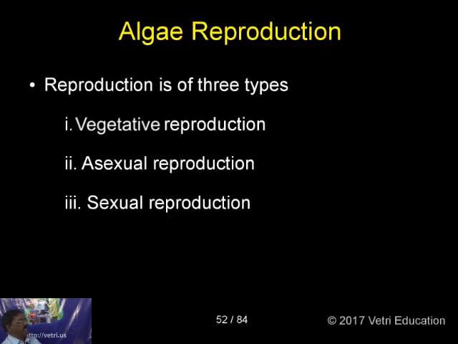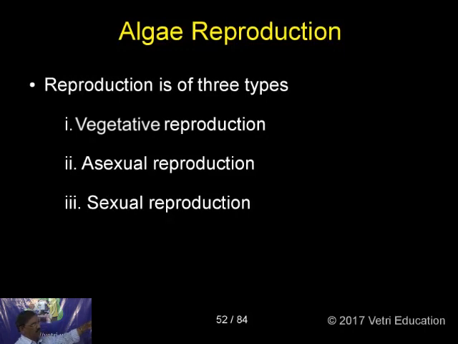And next we will go to reproduction in algae. Algal reproduction is also one of the important criteria in the classification of algae. Here you can find 3 types: one is vegetative reproduction, another is asexual reproduction, and the third is sexual reproduction.